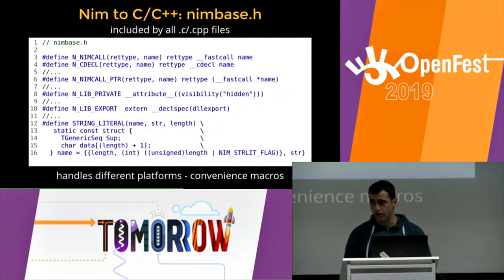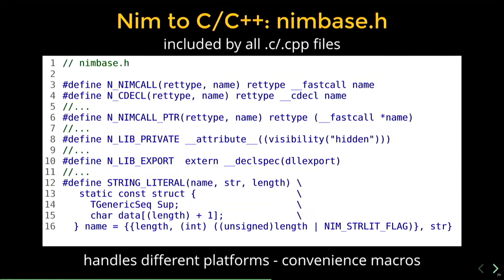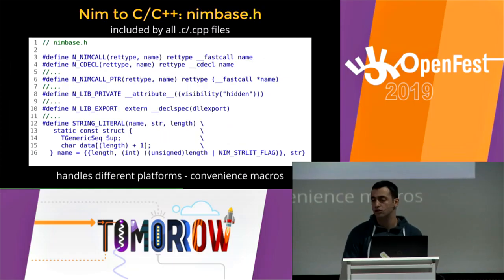So every source file which gets compiled for every NIM module ends up in the NIM cache folder. That's like a temp folder where we store all intermediate files. And each of those source files actually includes a common header called NIM base, which defines a bunch of common platform-specific macros. So the code generator of the NIM compiler, which generates the C code, has to generate it in a single way, but then this header wraps the platform-specific differences in macros.